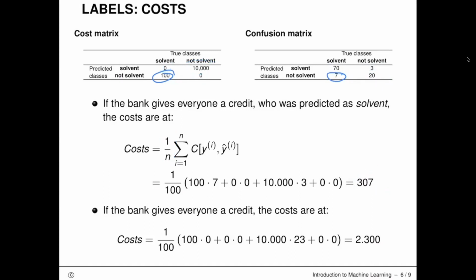A different approach would be to just give the credit to everyone who wants to have the credit. And in that case, the 77 solvent persons are good and the 23 not solvent persons are bad because none of them will repay the loan. So we have a cost of 10,000, and this cost occurs 23 times. So in the end, we will end up with a cost of 2300.